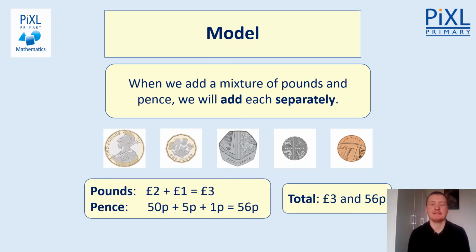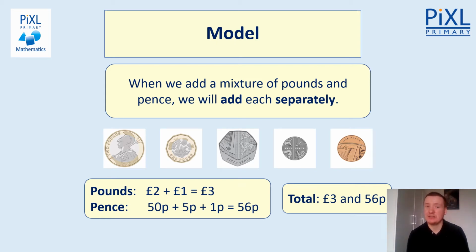Let's just break it down. So whenever we're adding a mixture of pounds and pence, we need to add them separately. So let's start with pounds. How many pounds do we have there? Well, we've got 2 coins. £2 add £1 is £3. Now moving on to pence, we've got 50p, add 5p, add 1p, which is 56p.